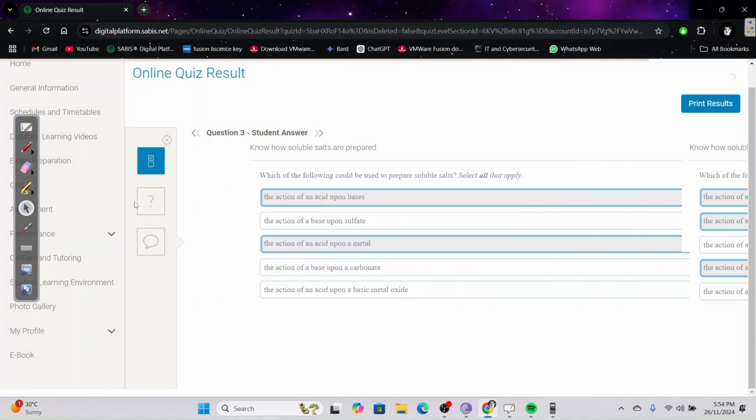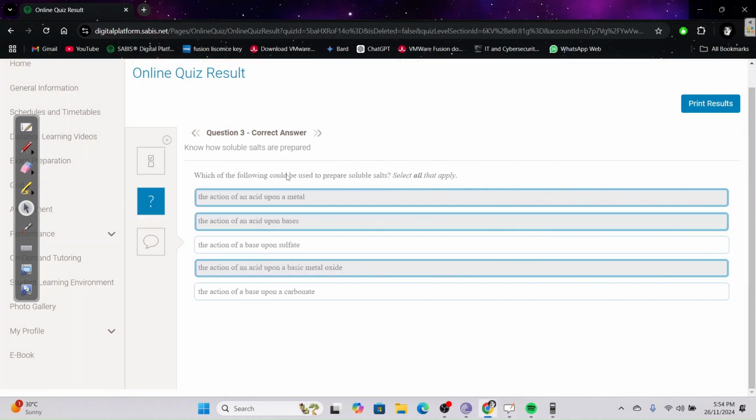Moving on, question 3. Which of the following could be used to prepare soluble salts? The action of an acid upon a metal, the action of an acid upon bases, and the action of an acid upon the basic metallic oxides. If it's an acid and a base, straight away choose it to make soluble salts. Most of the time, it's like that. For this one, I'd memorize the action upon a metal because it's correct and it doesn't follow the rule I just told you, but it's a property.